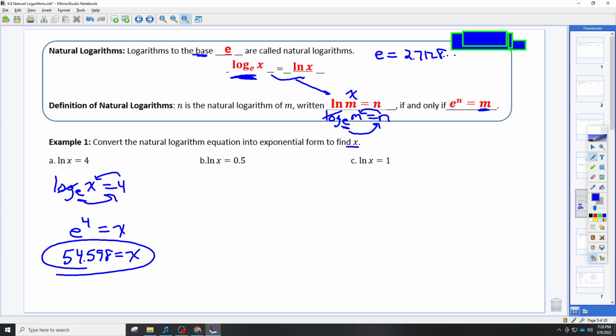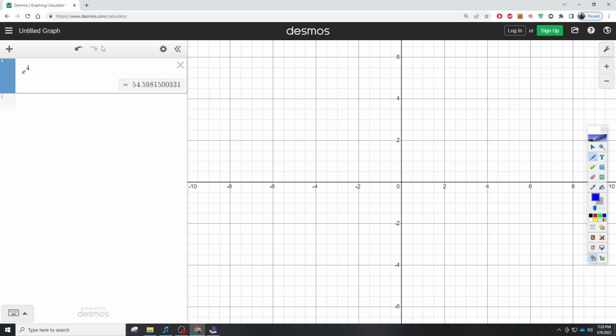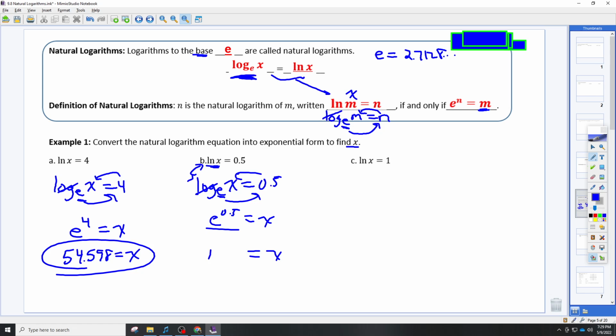All right, we'll try another one. ln of x here. I think eventually you don't have to keep writing it out as log base e, but for now I'm just going to write it out one more time. Log base e of x equals 0.5. These mean the same thing. To change this to exponential form, we get rid of the log, start with our base e, go around the circle: e to the 0.5 equals x. Put that into the calculator and we'll be done with this one. E to the 0.5 is 1.648. There you go.